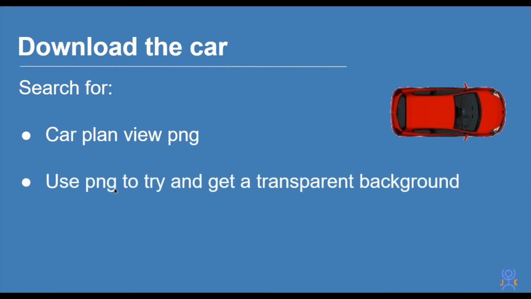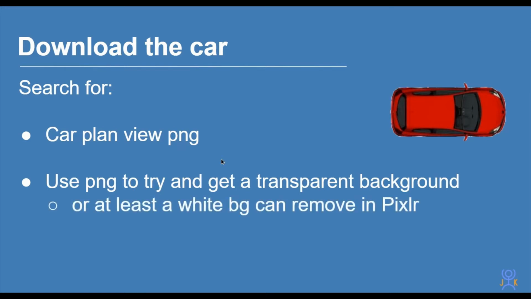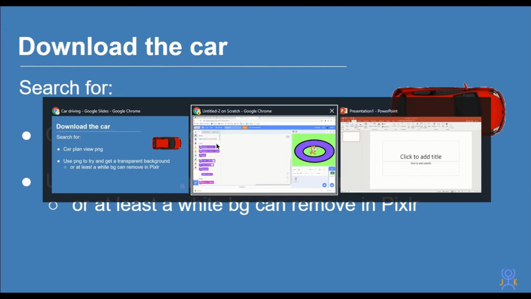We're going to download the car. Seems really obvious, but there's just a couple of tips to speed things up a little bit. So we're going to look for car plan view, which is the looking down from the top, and then PNG to try and get a transparent background, which saves a bit of time, or a white background that we can remove in Pixlr.